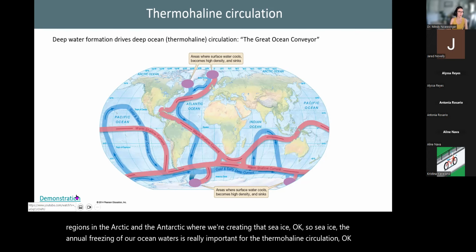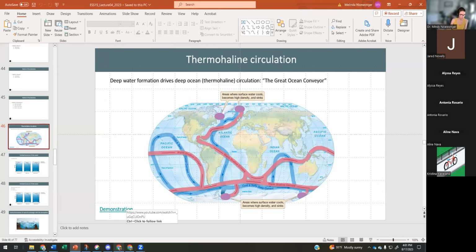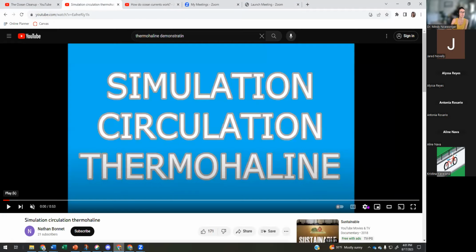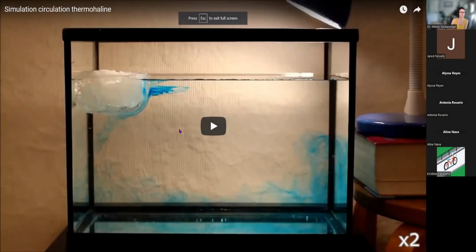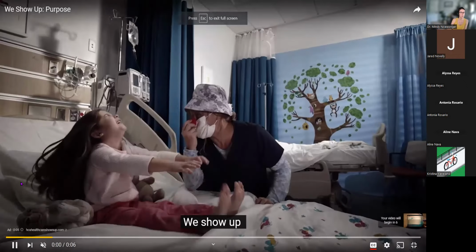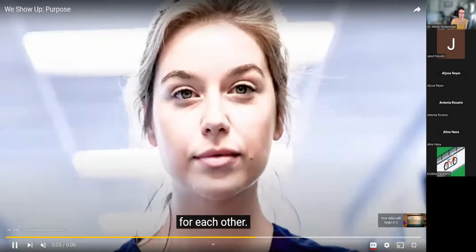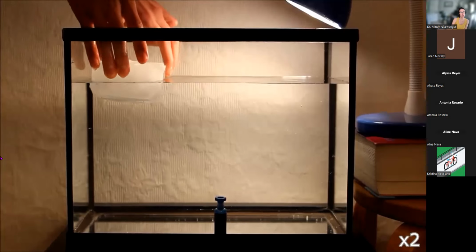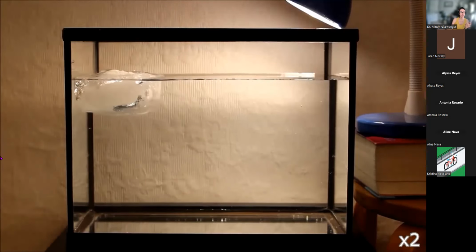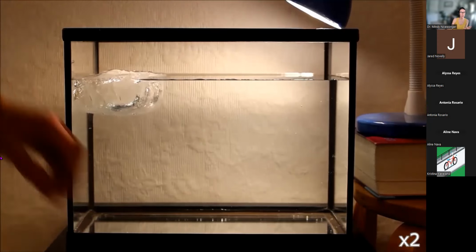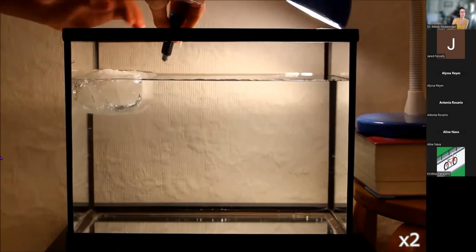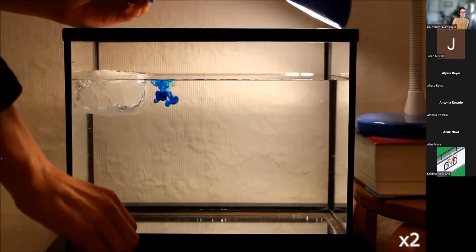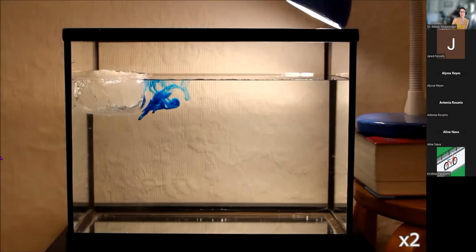So I have a little video here of a demonstration that shows this thermohaline circulation. Oh, gotta watch this ad first. Hold on here. Here we go. So it's a quick little video, and what they're doing is they're putting some ice in. It's going to create a very cold water beneath, and they'll put some food dye in, and it helps us visualize and see how the water is moving or flowing within this tank here.